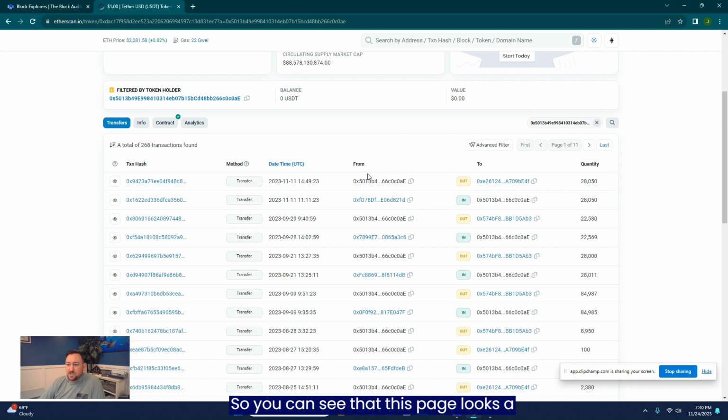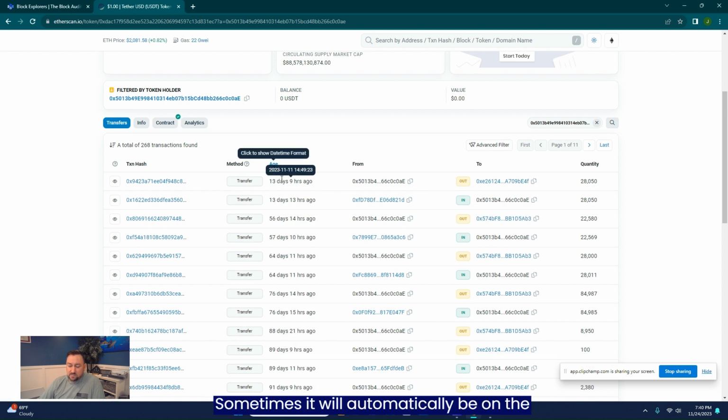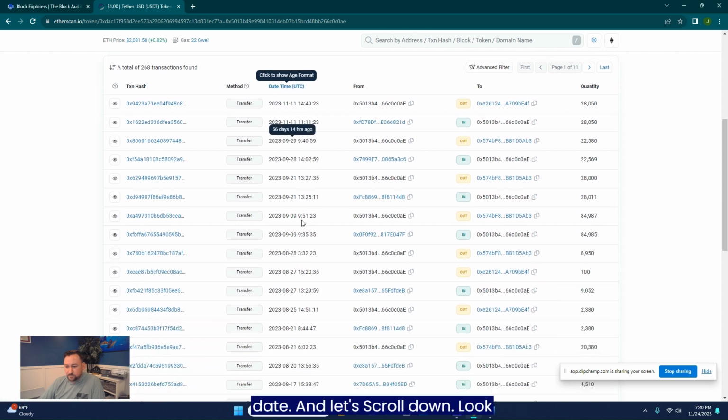So you can see that this page looks a little different. Here we have a listing of all these different transactions. Each one of these will open up to a transaction page. We can see where the funds are coming in and where they're going out. Here's the date. You can actually change the date between the age. Sometimes it'll automatically be on the age when you get here, so you just have to click up here to change it to the date.